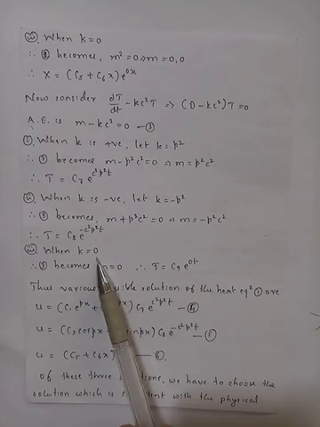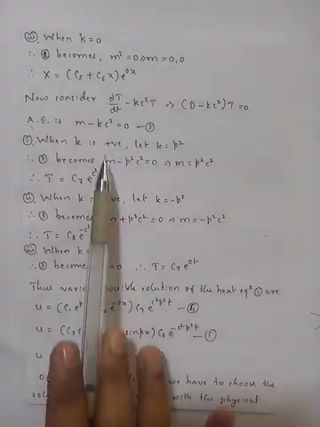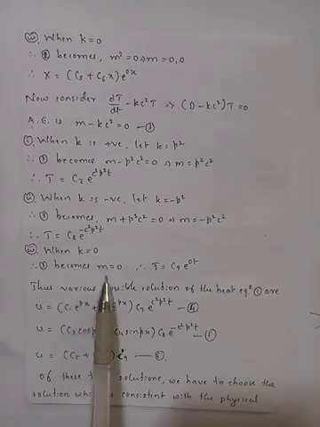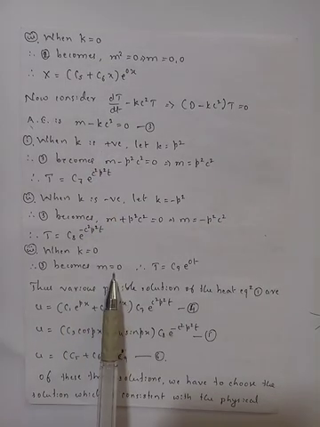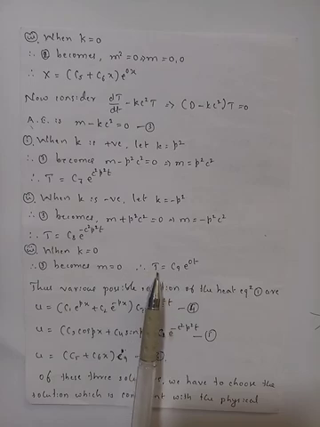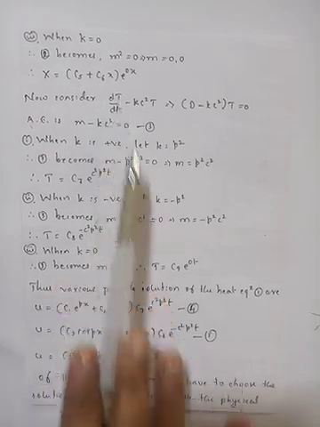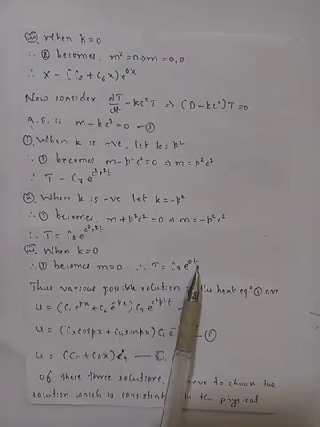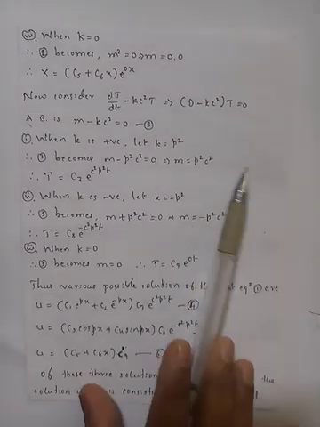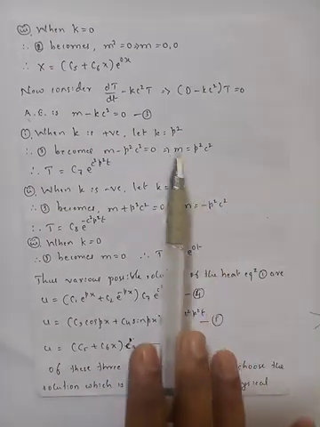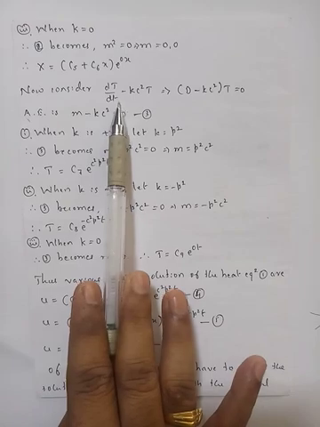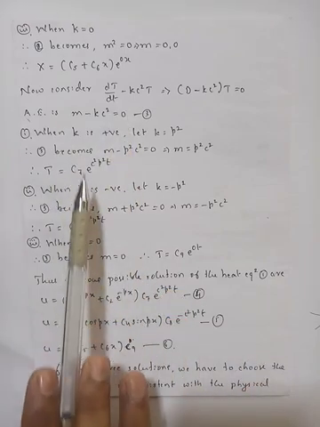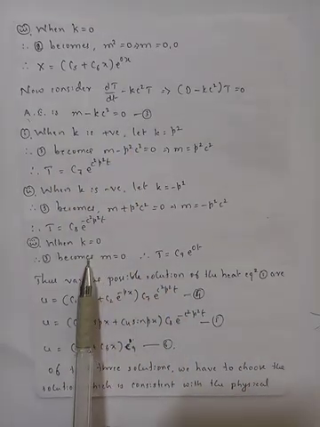Then the third solution, when k equal to 0. When k equal to 0, equation 3 becomes m equal to 0. So this is again only one real root. Therefore the solution is capital T equal to c9 e raised to 0t. See that for two different ordinary differential equations, we got three different solutions.